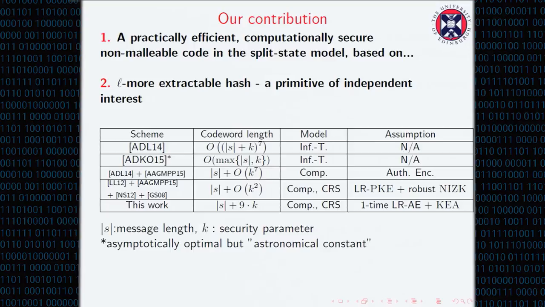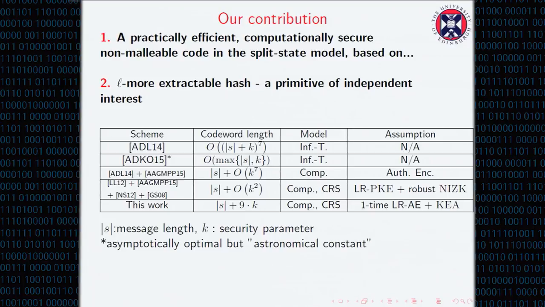I know this table is difficult to parse, but this is a comparison table that shows the efficiency of previous works and ours, which is at the bottom. The first column is the scheme. The second is the codeword length with respect to the length of the message and the security parameter. Then we have the model, whether it is computational or information theoretic. And finally, the underlying assumption that is being used. The first two works are information theoretic. The second one, by Agrawal et al., is starred, and the star means that asymptotically they're optimal, but there are some hidden constants that, as the authors suggest, are astronomical, very, very big.